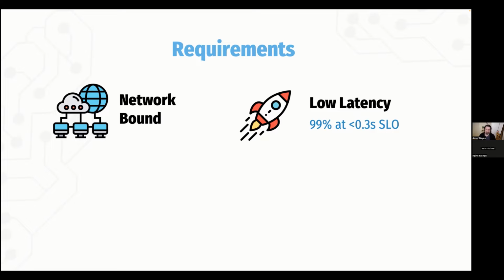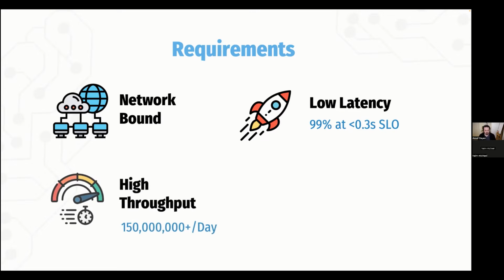So we defined an internal SLO that since inception, 99% of events should reach the downstream within 300 milliseconds. The third requirement was high throughput.